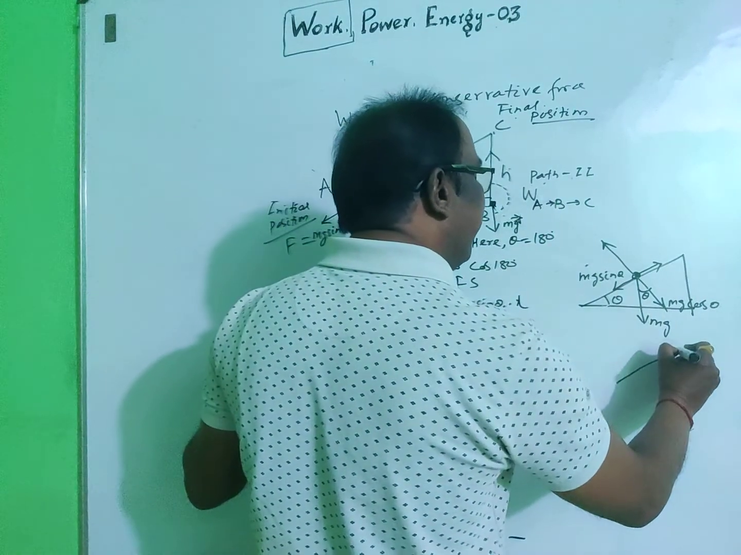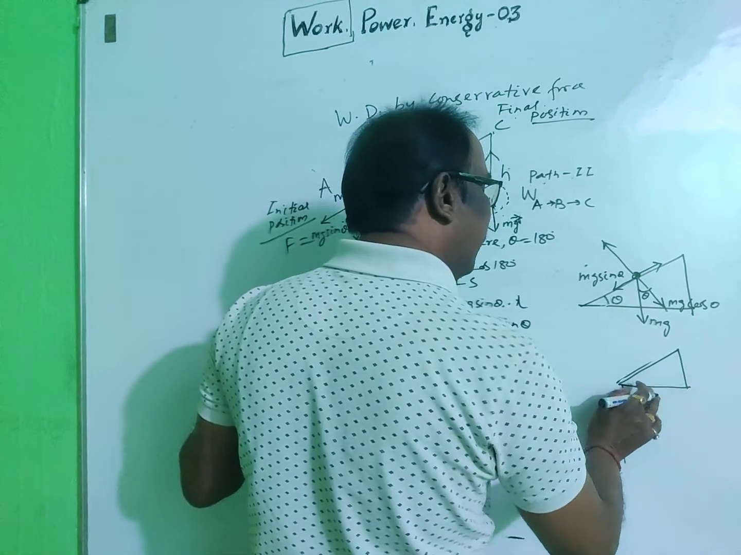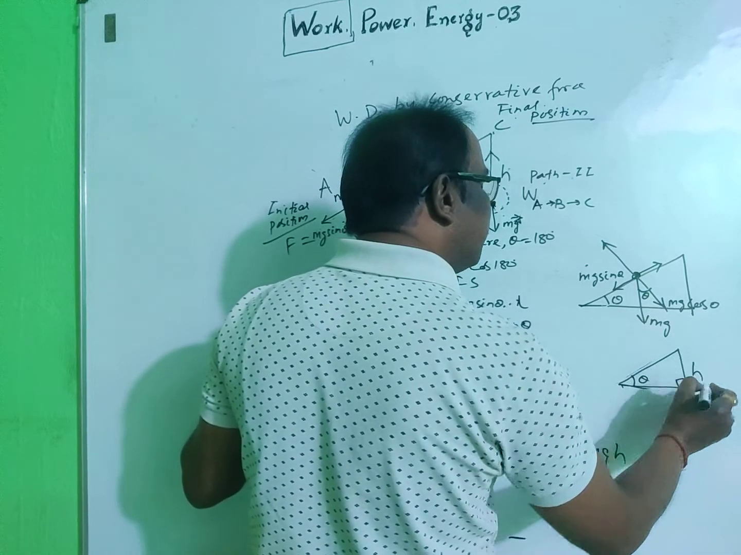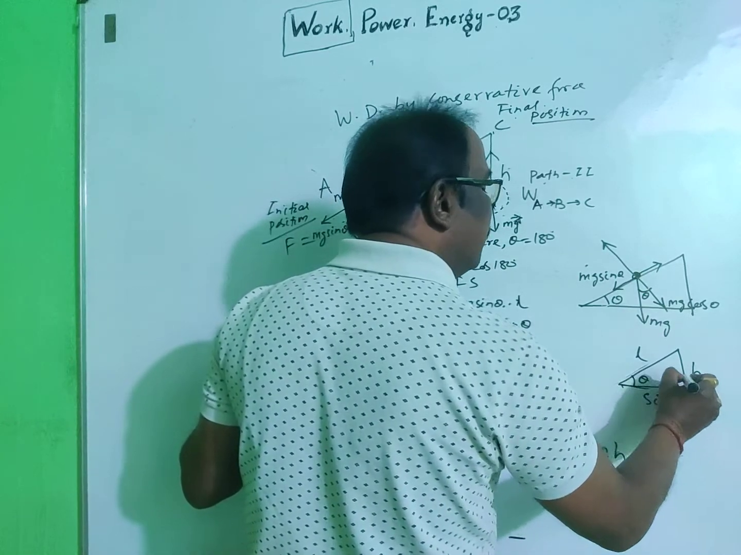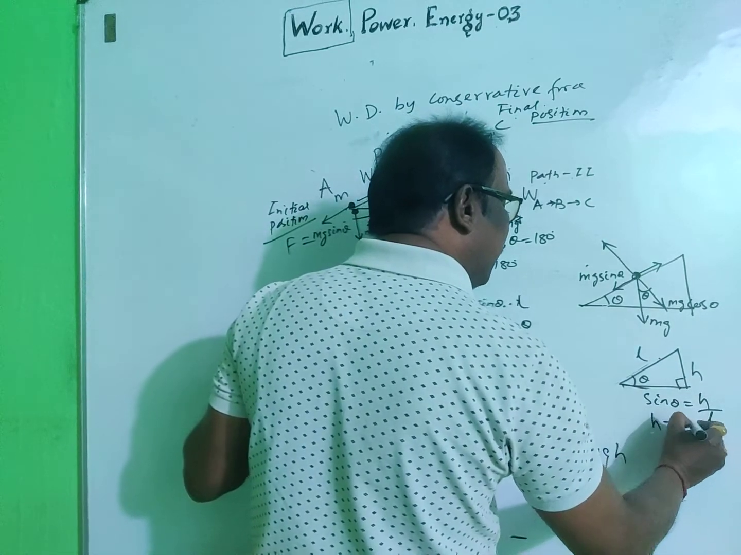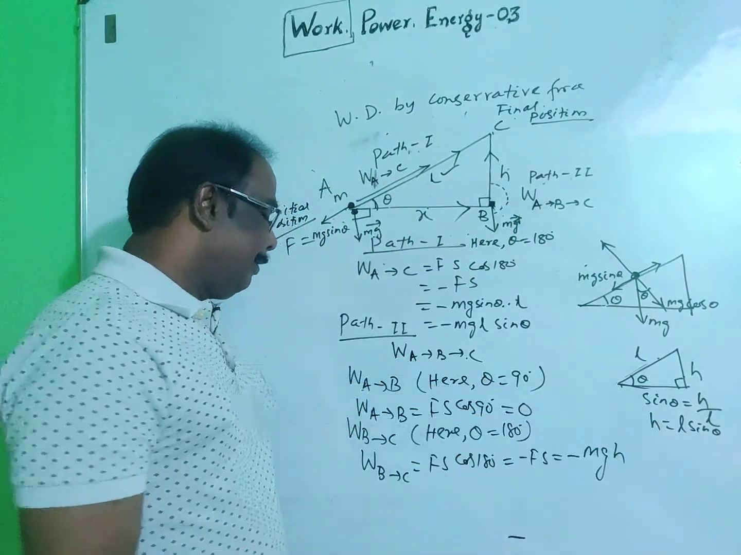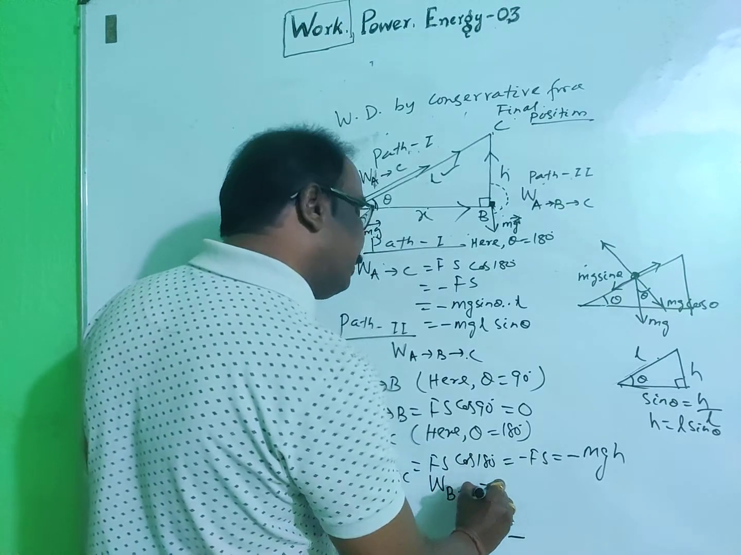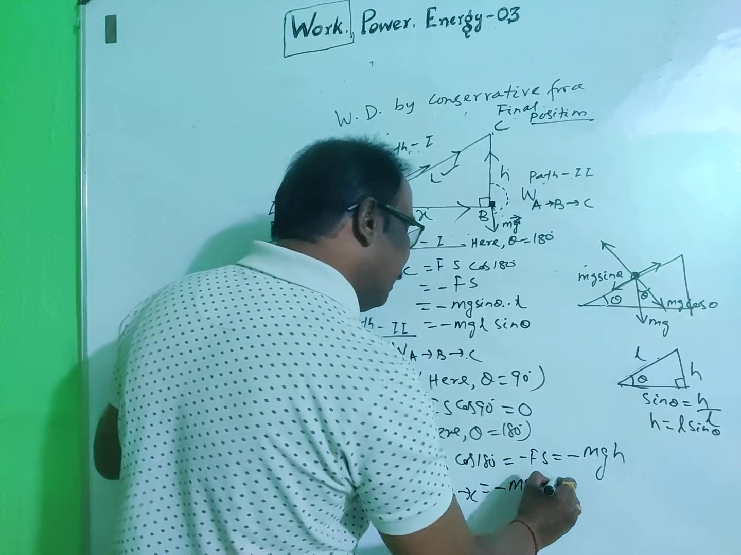But you see, if you consider a right angle triangle, this angle is theta, this angle is 90, this perpendicular is h, and hypotenuse is L, then sin theta is equal to perpendicular h upon hypotenuse L. Then h is equal to L sin theta. Very easy. So now put L sin theta. Then work done from B to C is equal to minus mg, in place of h we will write L sin theta.